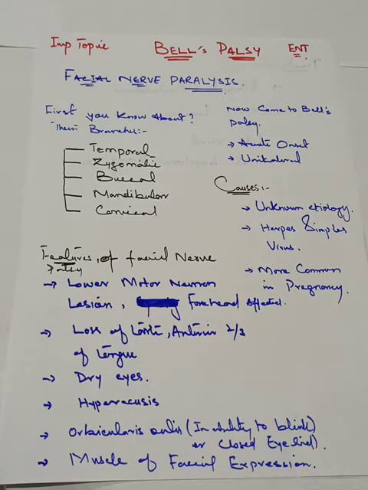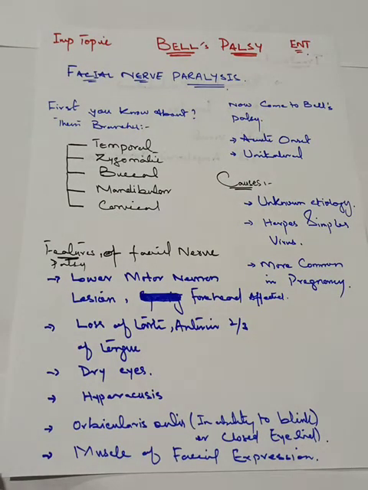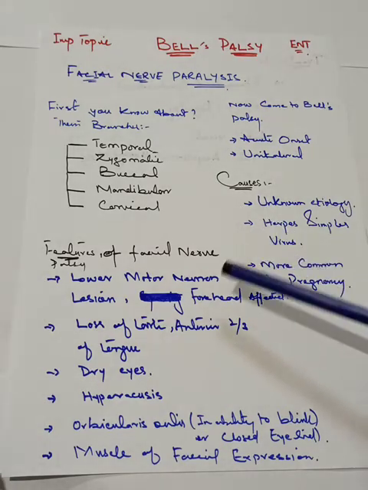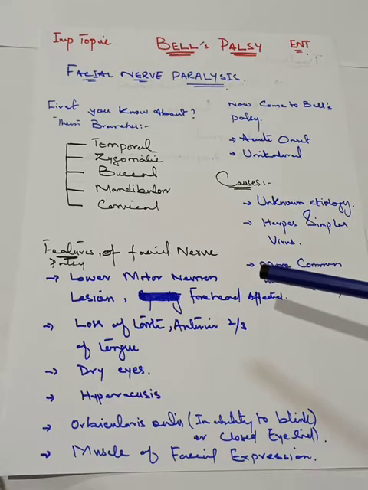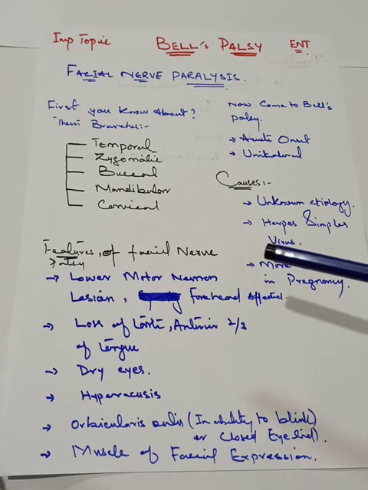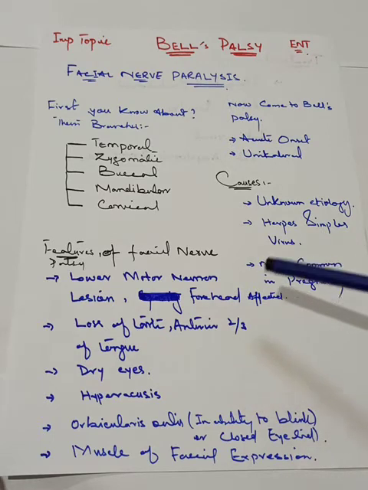The more important features of Bell's palsy are the facial nerve features. When the facial nerve paralysis has occurred, what are the features? The first feature is lower motor neuron lesion. There are two types of lesion. One is upper motor neuron lesion, and the second is lower motor neuron lesion. The difference between upper and lower motor neuron lesion is that in lower motor neuron lesion the forehead is affected, so you have to remember this differentiating point. In upper motor neuron lesion the forehead is not affected.